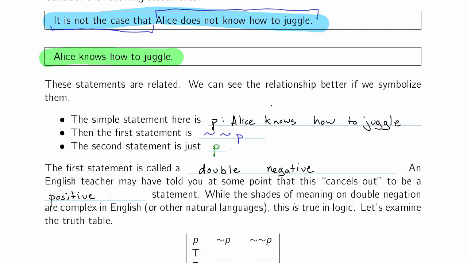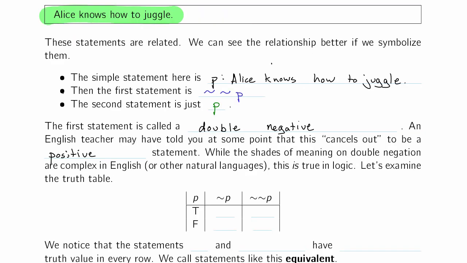So, double negation carries shades of meaning in natural language, but it is true in logic that a double negation cancels out. And that's why I used that sort of stilted formal logic, "it is not the case that" phrasing in my example sentence, because it's clear there that I mean a logical double negation. So let's examine the truth tables for a statement and its double negation.